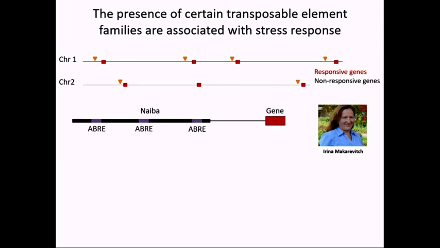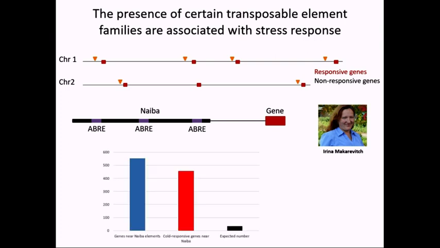So the most extreme example is a family that was called NIBA. It has a new name, and I can't remember it because it's a bunch of numbers. This family, there are about 550 elements near genes. 480 of the genes near this element respond to cold stress. We would only have expected about 30 of those. So this is a massive enrichment. Almost over 80% of the time when this element lands near you, the gene becomes responsive to cold stress.